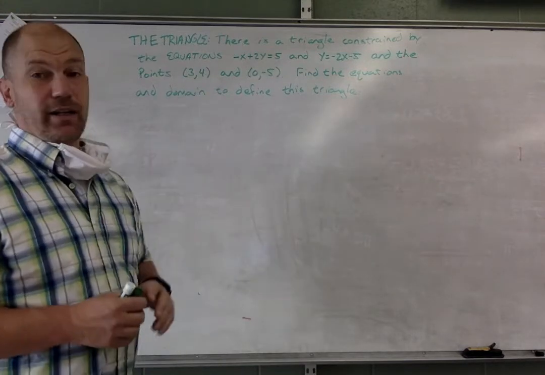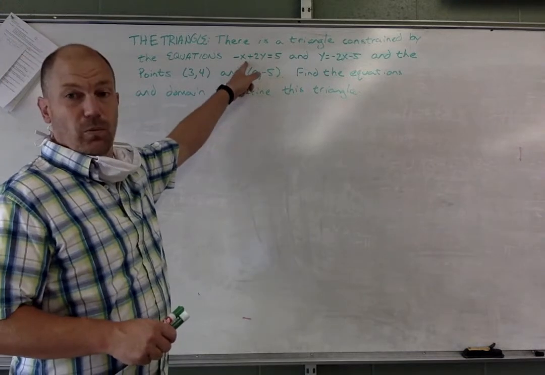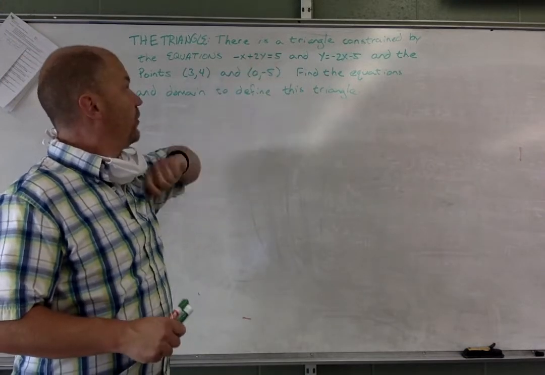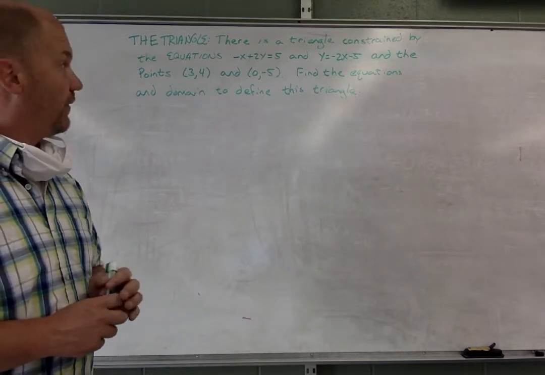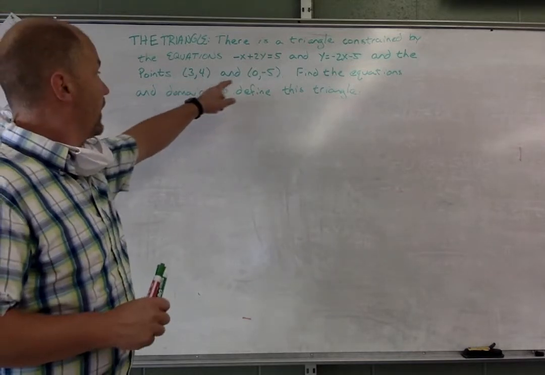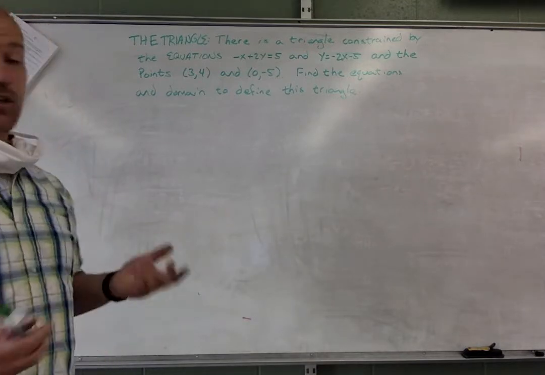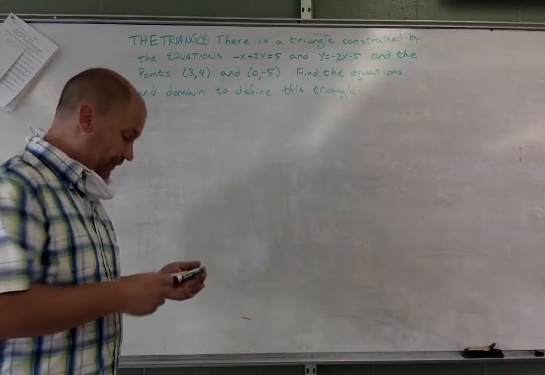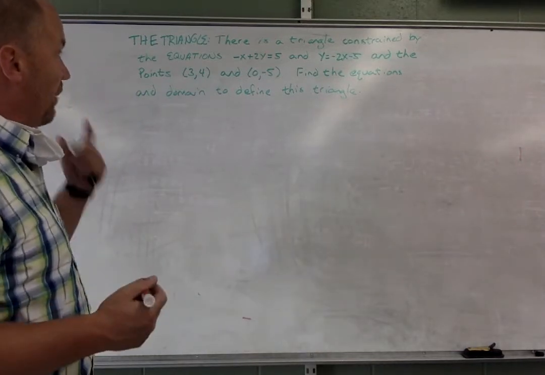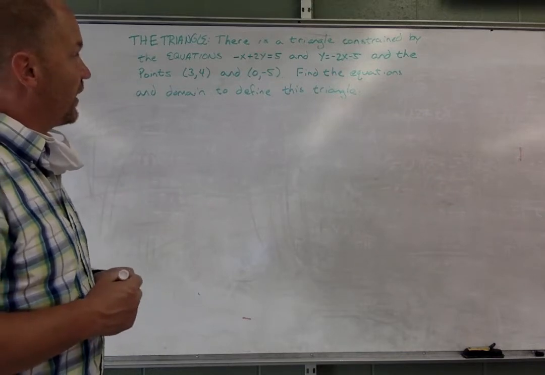So there is a triangle constrained by the equations negative x plus 2y equals 5 and y equals negative 2x minus 5, and the points (3, 4) and (0, negative 5). Find the equations and domain to define this triangle. So that's our job. I'm going to do a quick sketch of what this looks like.